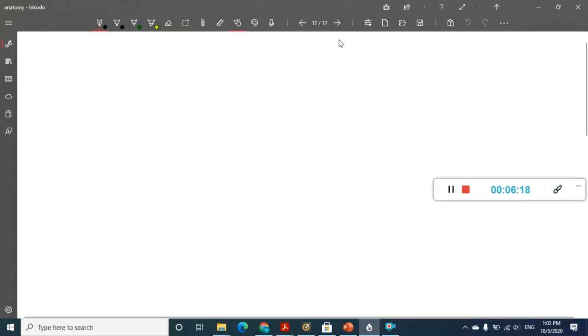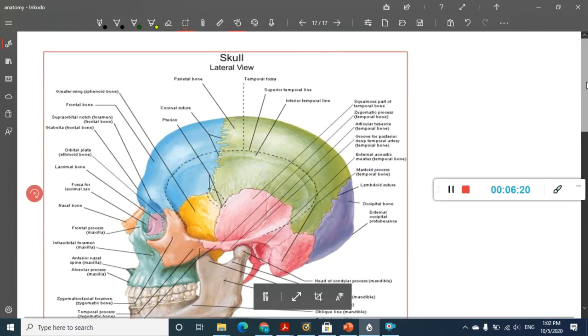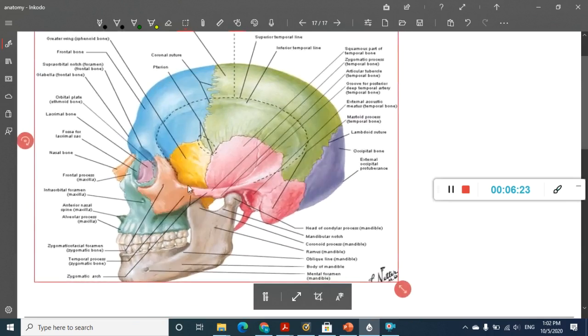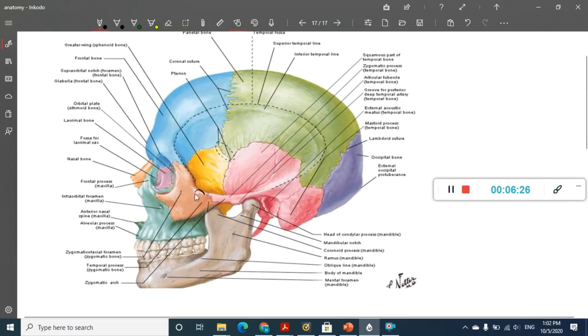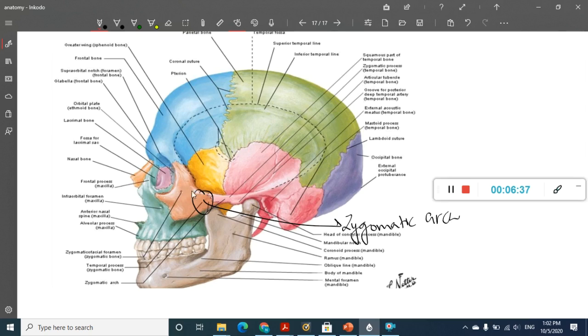Then what is the next prominence which you see in the lateral side of the skull? In the lateral side of the skull, the next important thing is this one. What is this called? This is called the zygomatic arch. This zygomatic arch is a horizontal bony band which is formed from the temporal process of the zygomatic bone and the zygomatic process of the temporal bone. What is the zygomatic arch formed of? It is formed of the temporal bone and the zygomatic bone.